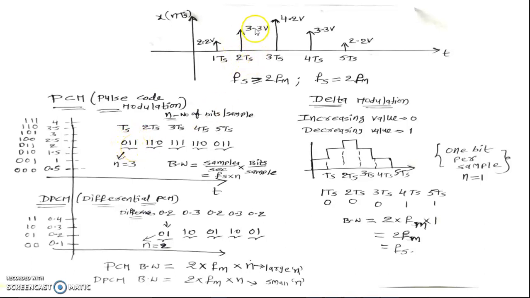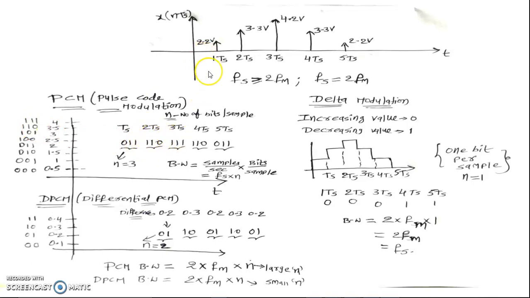Now at 2 TS it is 3.3 volts. Here 3.3 volts is not there. 3 and 3.5 are there. So that's why that 3.3 is rounded to 3.5 volts. Now the 3.5 volts bit pattern is 110. So that's why here at 2 TS we are sending the 110 bit pattern.